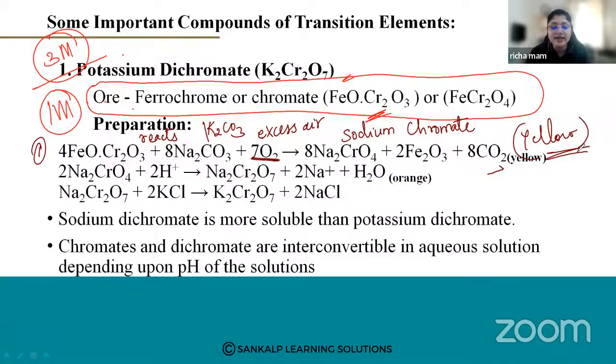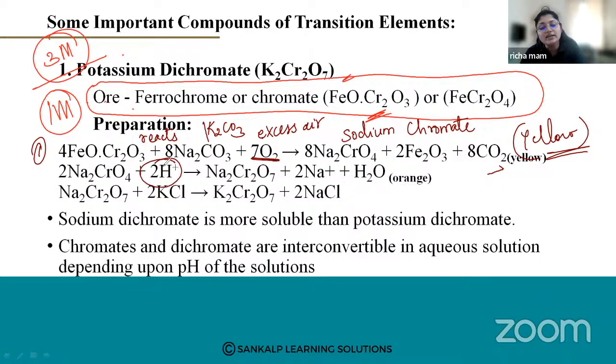Now, this yellow color solution of sodium chromate, the yellow color is due to the sodium chromate. What are we going to do? We are going to filter it using filter paper, and to the filtrate we obtain, we are going to add the acid. Which acid?